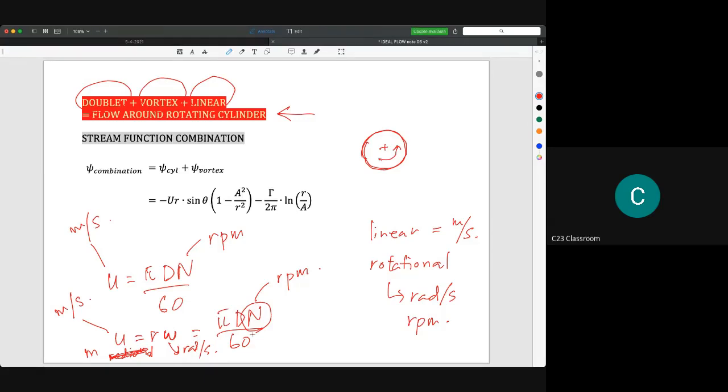do properly, because in certain textbooks or certain questions they will give you in rotation per second. So if they give you rotation per second, there is no need for you to divide by 60. Okay, please be careful with the usage of linear velocity and rotational speed, because normally when you talk about a rotating object, they will give you in RPM.